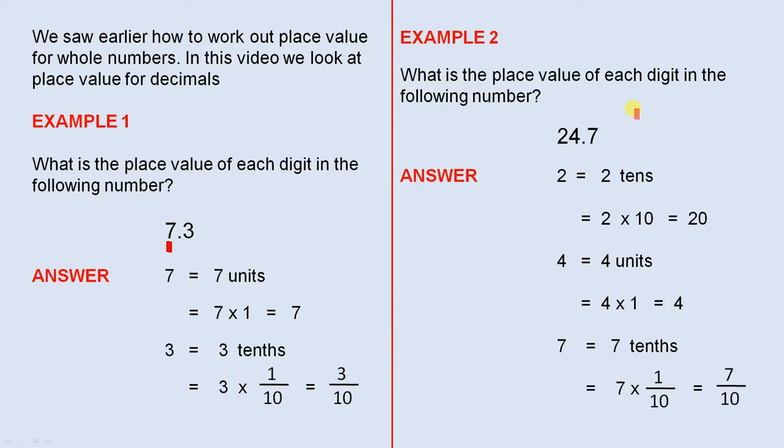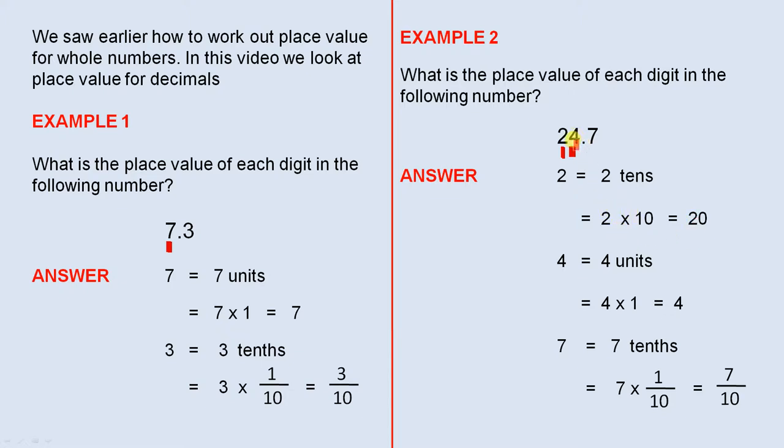Let's look at the second example. What is the place value of each digit in the following number? 24.7. Now 2, which is here, is 2 tens, because that's the units column and that's the tens column. So it's 2 tens. So it's 2 times 10, and that's 20.